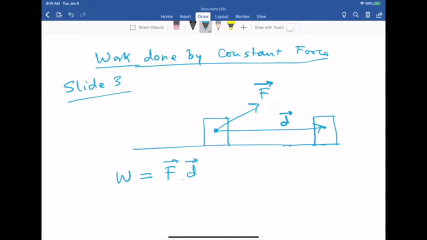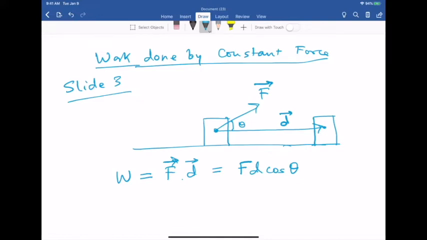the force and the displacement, which can also be written, as you remember from chapter 1, as the magnitude of the force multiplied by the magnitude of the displacement multiplied by the cosine of the angle between the force and the displacement. So this angle here, theta. Notice that if you put the arrow on top of a vector, like I have the arrow over the F, it means the vector F. But if you write F without an arrow, that just means the magnitude of that vector.